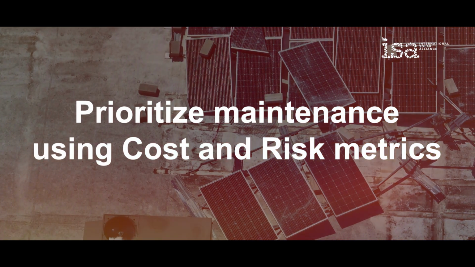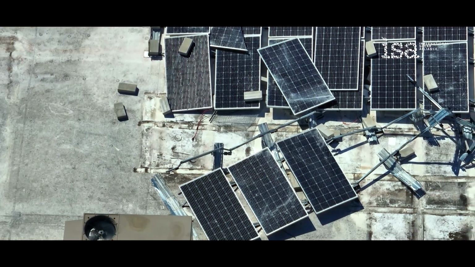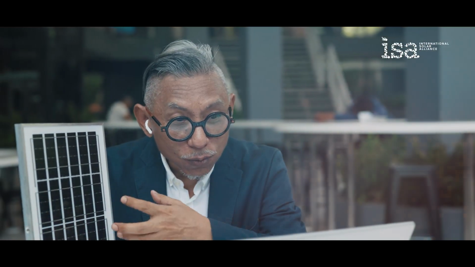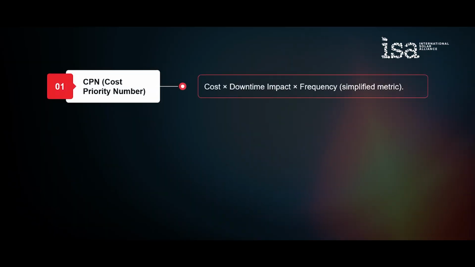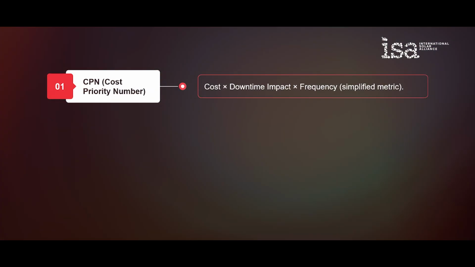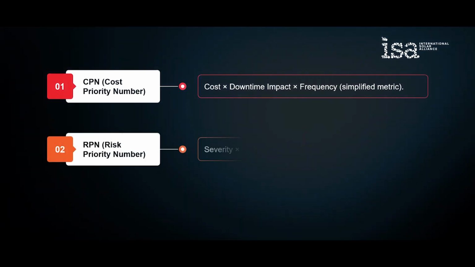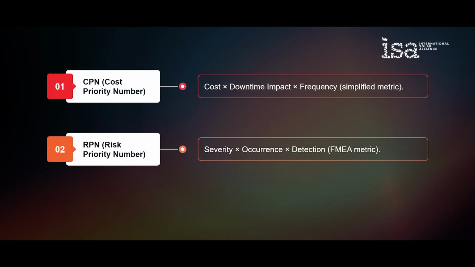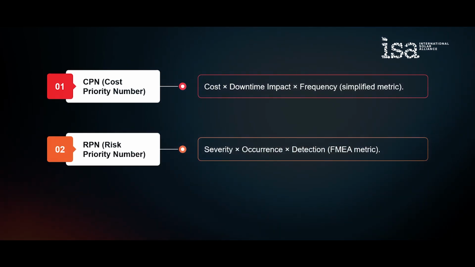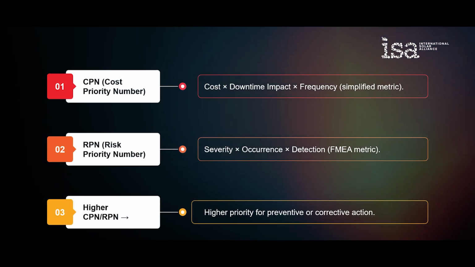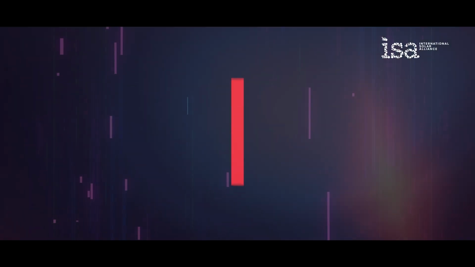Prioritize maintenance using cost and risk metrics: cost priority number, CPN, and risk priority number, RPN. CPN, cost priority number, equals cost times downtime impact times frequency, a simplified metric. RPN, risk priority number, equals severity times occurrence times detection, an FMEA metric. Higher CPN or RPN means higher priority for preventative or corrective action.